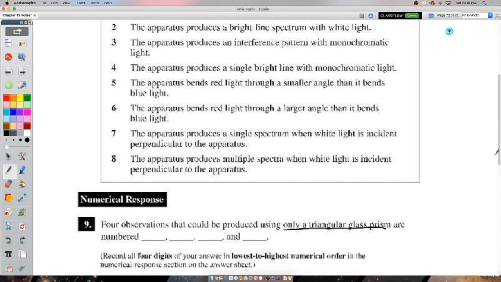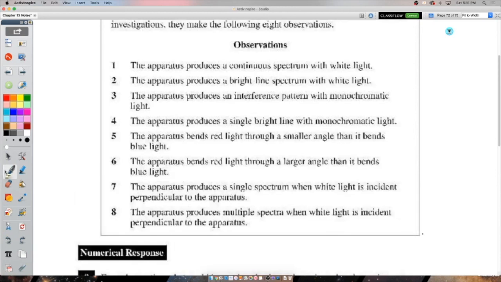What can a triangular glass prism do? Pretty much just refraction, right? Yes, dispersion, but dispersion via refraction. It can split white light into a spectrum, but that's just refraction. So, okay, does the apparatus produce a continuous spectrum with white light?